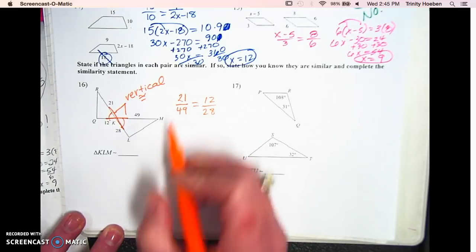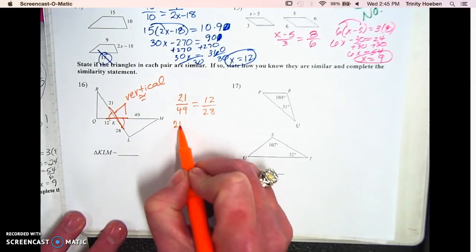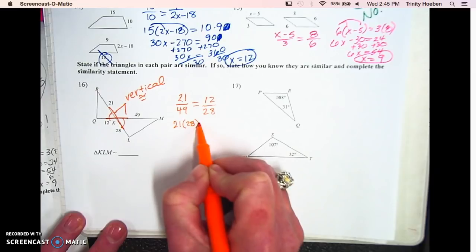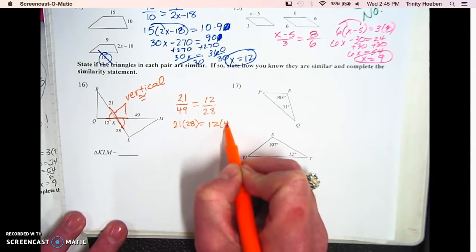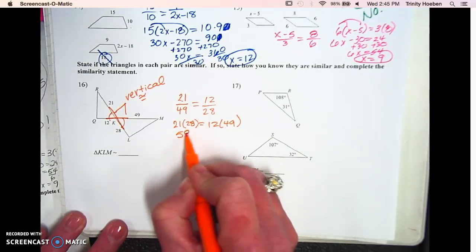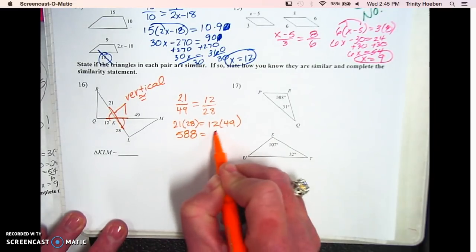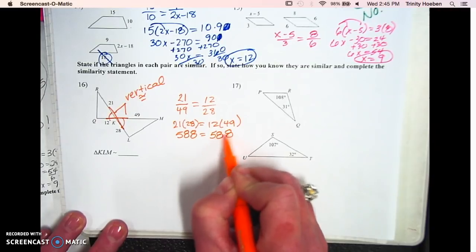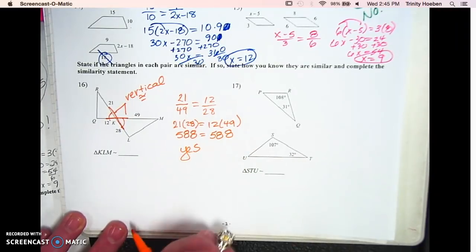We're going to do their cross product and see if it's true. So 21 times 28, set that equal to 12 times 49. Get out our calculator, punch some numbers in. You should get 588 on the left. You should get 588 on the right. And so you'll say, yes, they are similar.